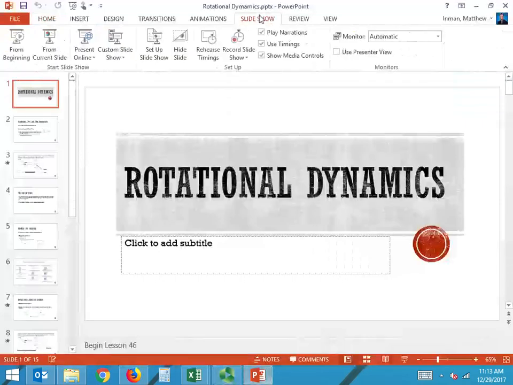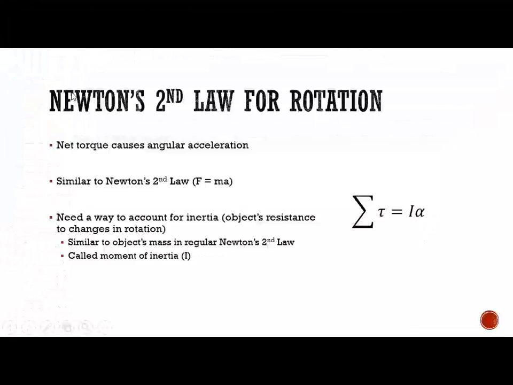Alright, so we're going to start looking at rotational dynamics. And the first thing we want to look at is Newton's second law for rotation. So we talked about how torque acts like a rotational force. In fact, it can be thought of as a rotational force. If the sum of all the torques on an object is 0, that means the object is either not rotating or rotating at a constant angular velocity.